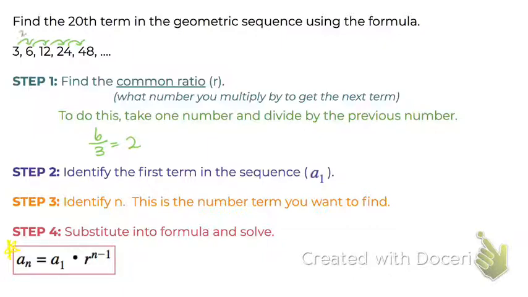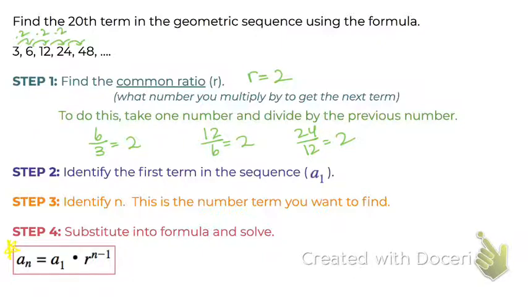3 times 2 is 6. And you don't want to just do this once, you want to check a couple of them. So let's take another number, 12, and divide it by the previous number. And we also get 2. 6 times 2 is 12. 24 divided by 12 is 2. So 12 times 2 is 24. So we just found out that r is 2.